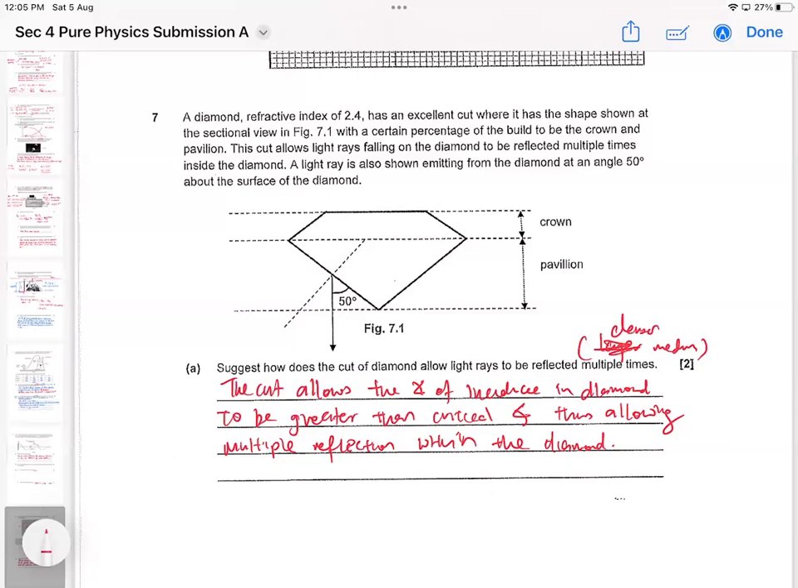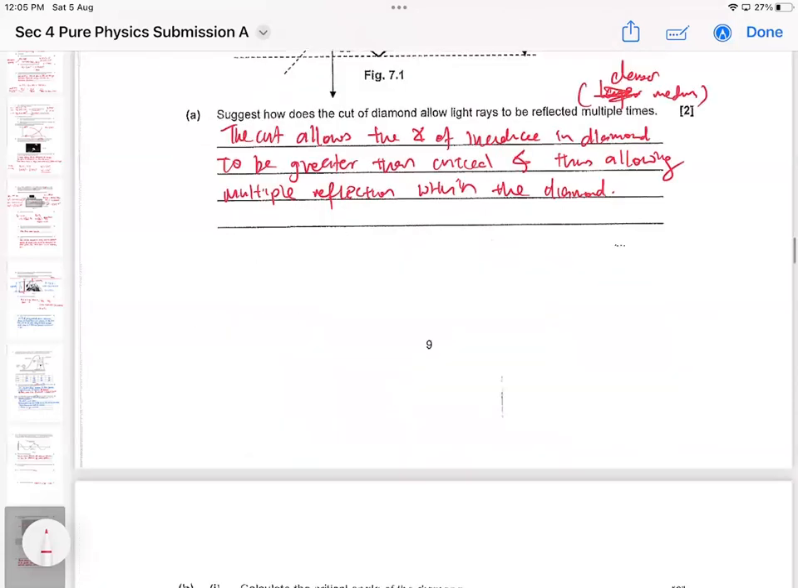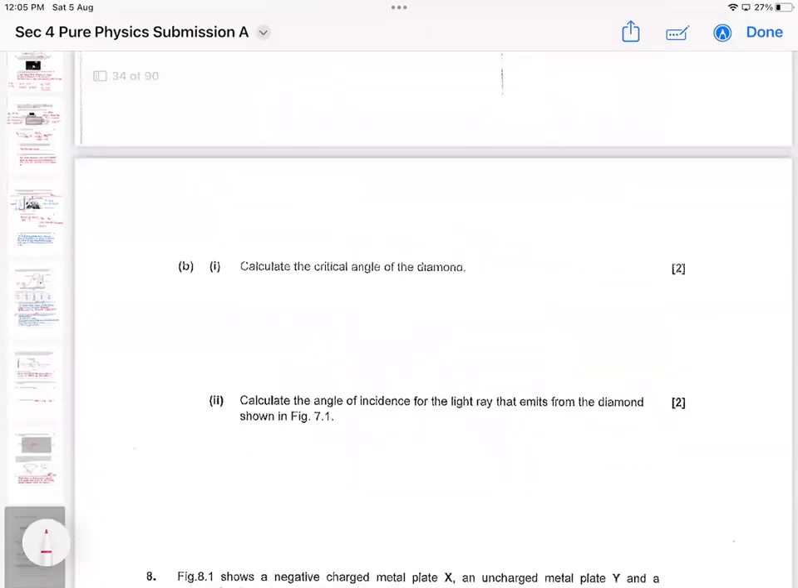Okay, please help me jot this down. If no questions for this part, you can help me do up these two also. Critical angle is, my answer is 24.6. And the angle of incidence is about 15.5.